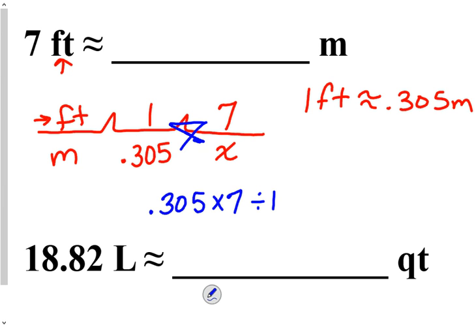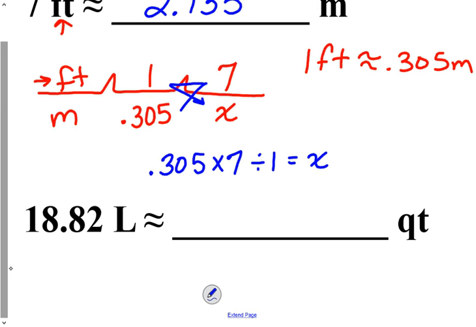And again, I know that divided by 1 doesn't change your answer. However, you should always be in the habit of using it just to make sure that we remember to cross multiply and divide. All right, so when we work that out, our answer is going to be 2 and 135 thousandths meters. So 7 feet is approximately 2 and 135 thousandths meters.